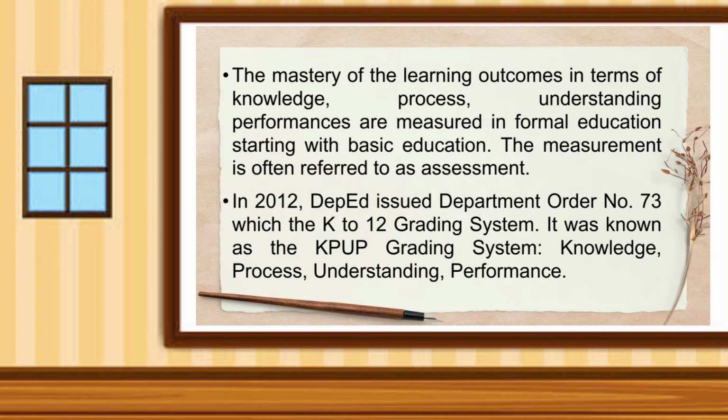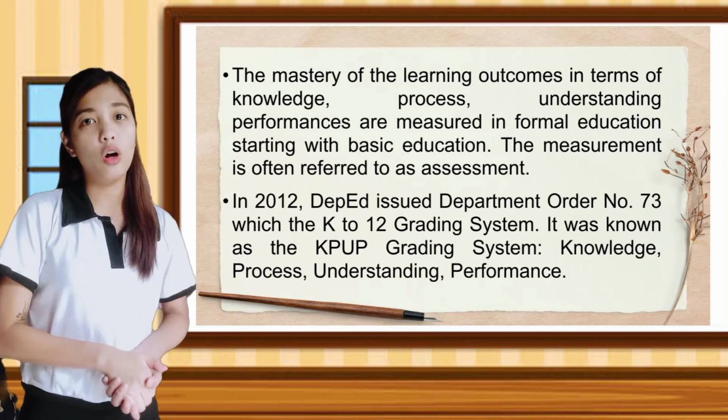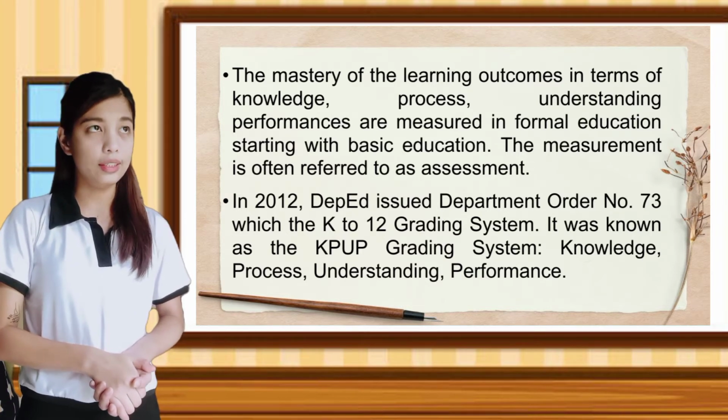In 2012, DepEd issued Department Order Number 73, which is the K-12 grading system. It is known as the KPUP grading system. It stands for knowledge, process, understanding, and performance. If you recall, this is how our teachers graded us in high school.